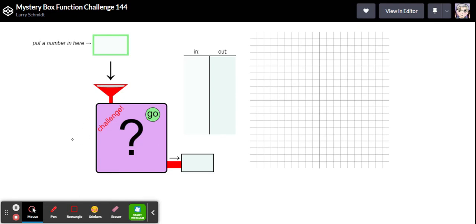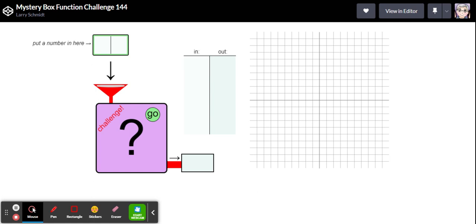In the purple mystery box, there is some mystery math, and your challenge is to figure out what it is. And today, because it's a Friday, that math is going to be particularly challenging. If you'd like to try this out, use the link in the description, put in as many numbers as you like, and when you think you have an idea, come on back and see if we get the same thing.